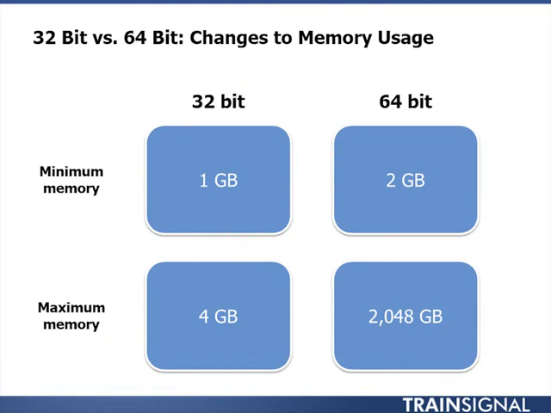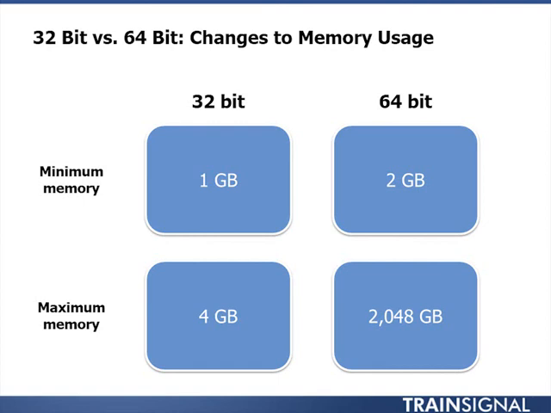This slide shows you the minimum and maximum memory amounts for 32 and 64-bit versions of Windows. Now, if you're running 32-bit Windows 8, you can install it on a PC that has just 1 gigabyte of RAM. That's really nice if you have an older PC or if you have an ultra mobile tablet that's really lightweight and doesn't have much memory.